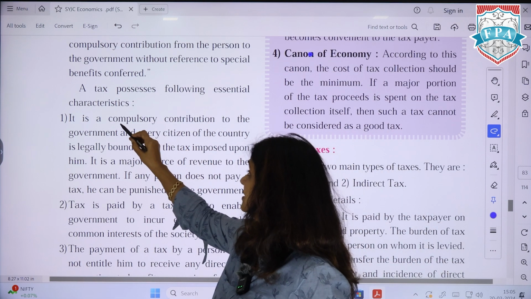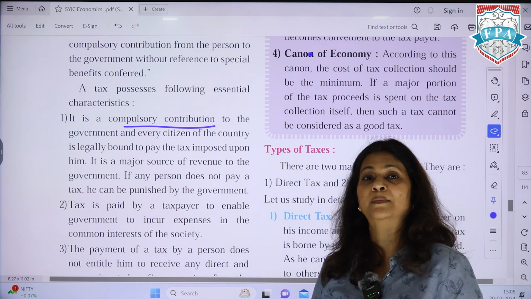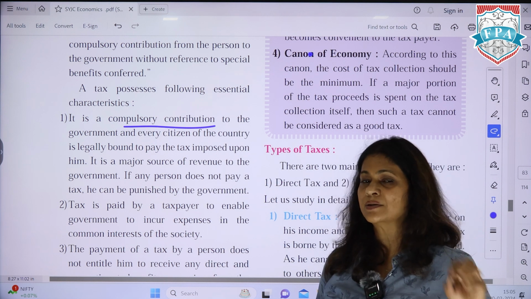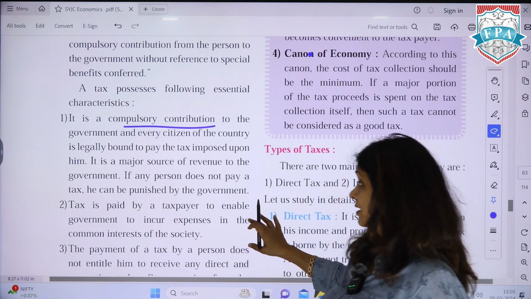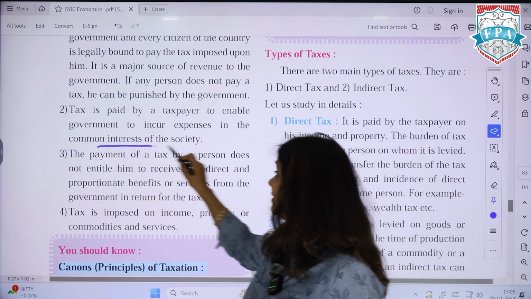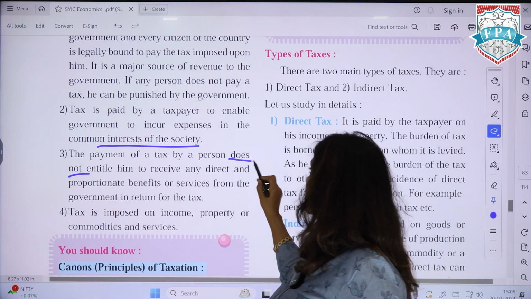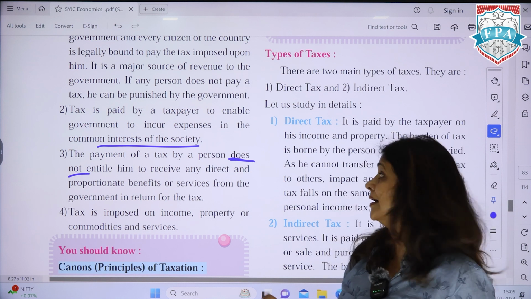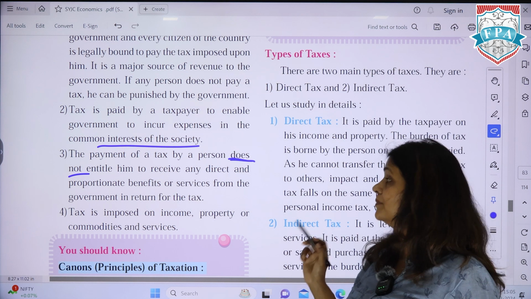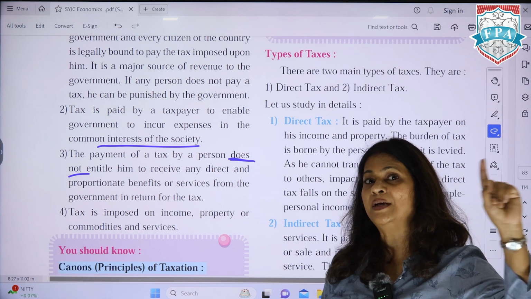One is it is a compulsory contribution to the government by the person who is earning a particular amount of income. He or she needs to pay a particular amount of tax to the government. This tax is being used by the government for the general common interest of the society. This payment of tax does not entitle the taxpayer to receive any direct or proportionate benefits or services from the government in return of the tax. And that is why it is said that there is an absence of quid pro quo.